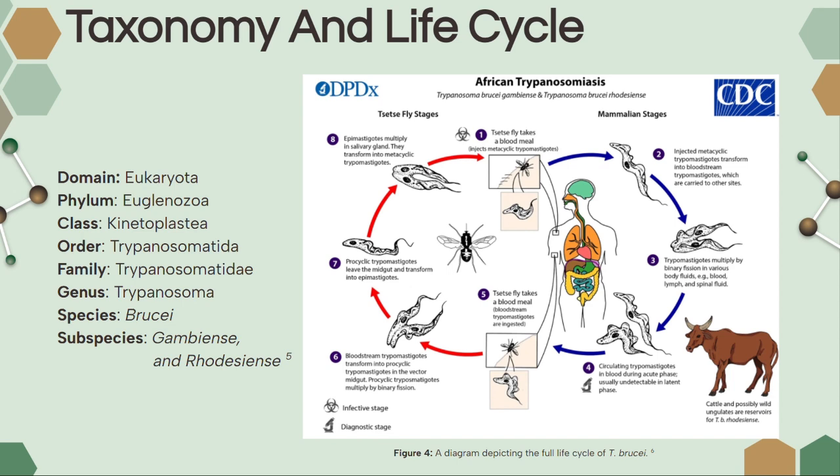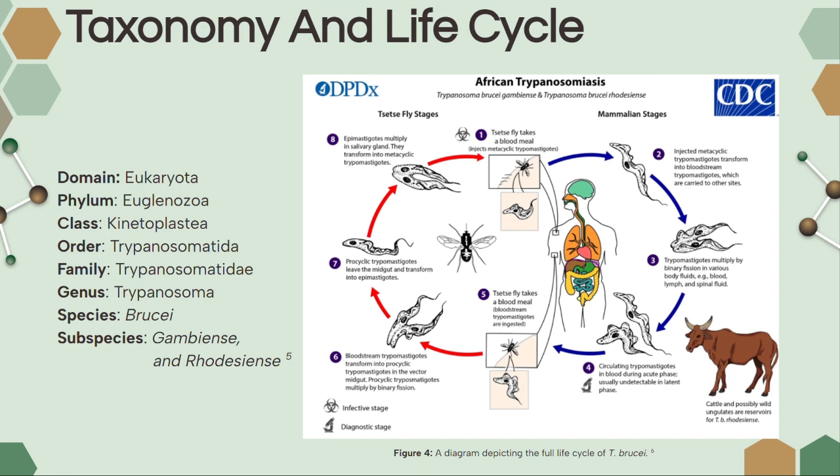The life cycle of this parasite begins when a tsetse fly bites a reservoir, such as a human or cattle or ungulates, in the case of the rhodesiense subspecies. It's injected into the bloodstream in the metacyclic trypomastigote form, and it replicates via binary fission until a blood meal is taken again by a tsetse fly.